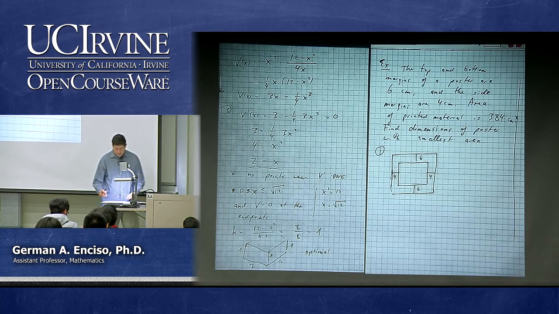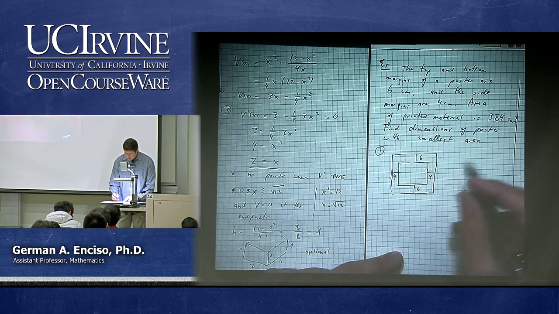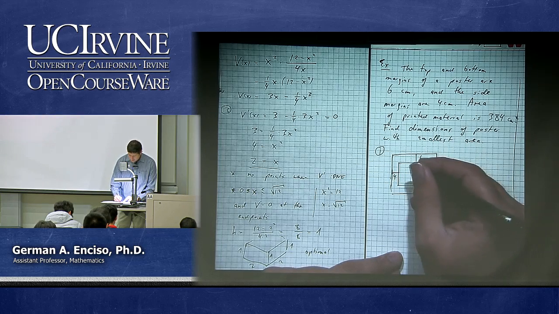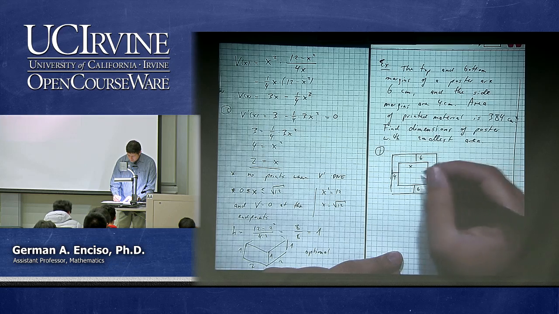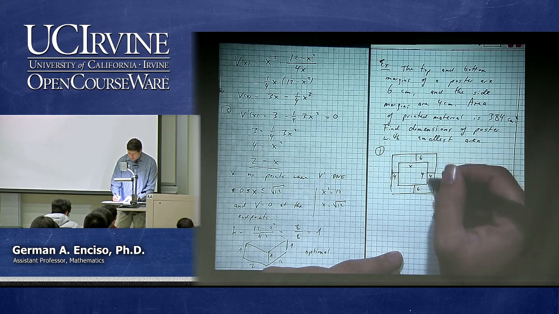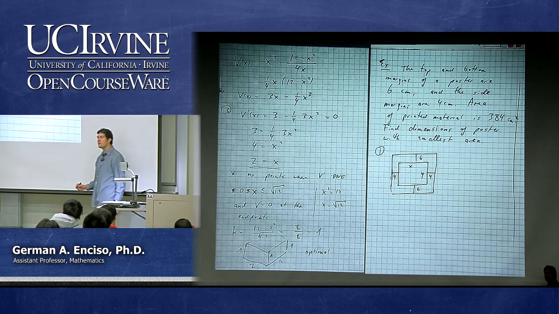Now, let's say that the side of the actual printed material, which is the inside, is X. And the height of the actual printed material is Y. So Y goes from here to here. It's just the printed material, not the whole height of the poster.